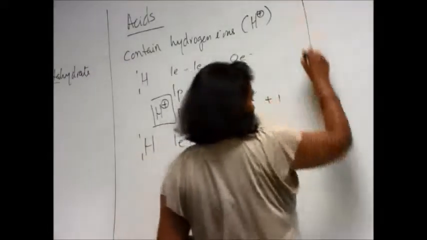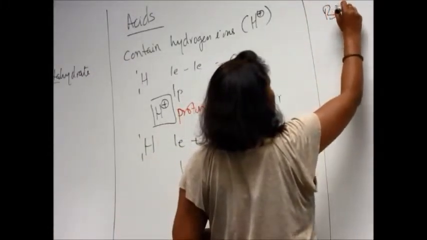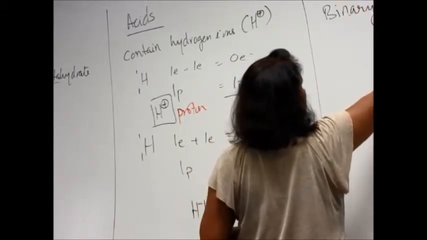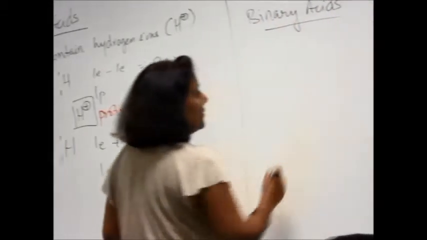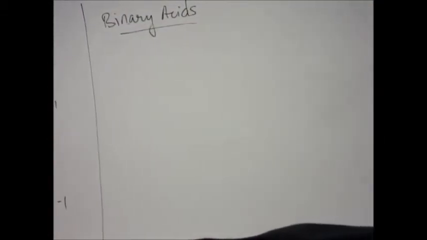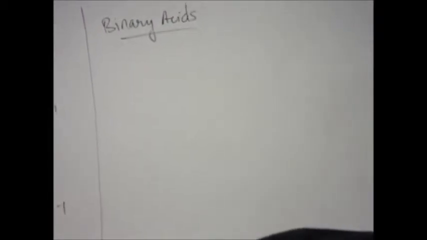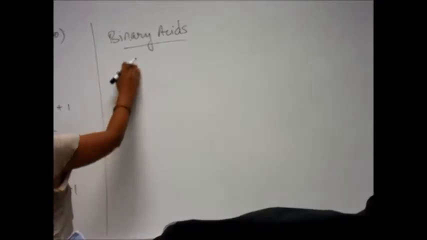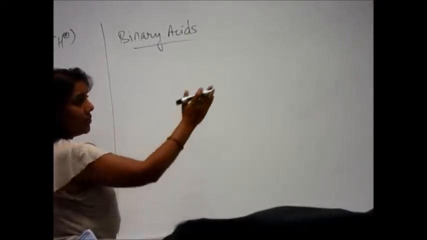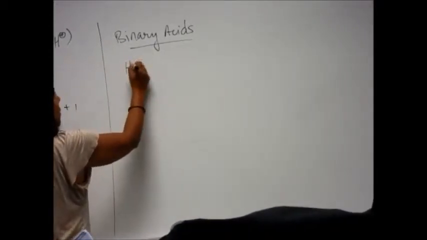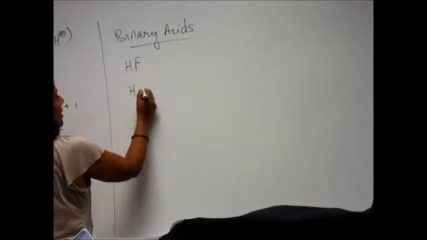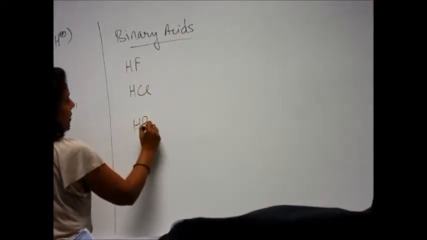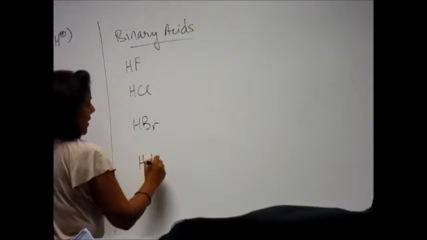Okay, so first of all, you can have different kinds of acids. We'll do binary acids first, and binary means 2. Okay, diatomic also meant 2. Binary also means 2, just different ways of indicating 2. Binary acids are the ones that you get with halogens. So HF, HCl, HBr, and then HI.